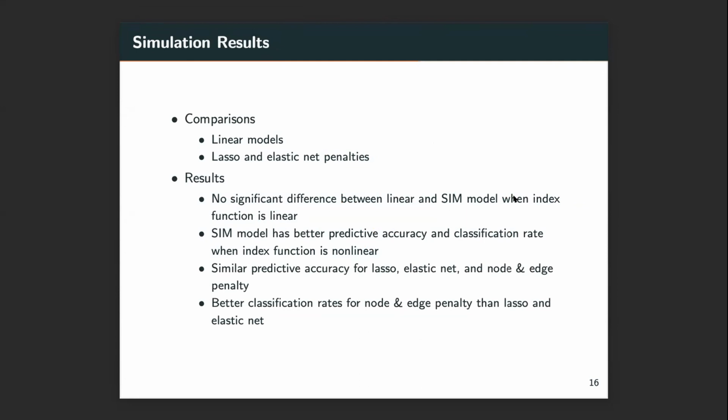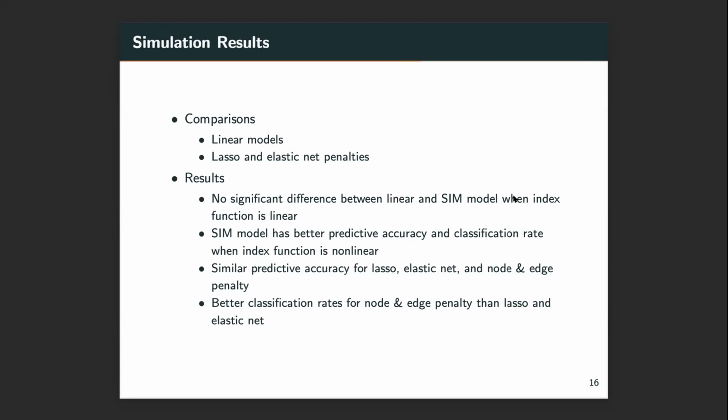So in terms of comparisons, we're going to compare the single index model to just a linear model, in which basically we set the F function in our model to just be the identity function. And we're going to consider 2 other penalties, not just the node edge. So we're going to look at a lasso penalty in comparison, which actually is just the edge penalty. If you think about it, it's basically setting the node penalty parameter to be 0, and elastic net penalty, which takes just a bit of manipulation of the ADM algorithm to solve for.